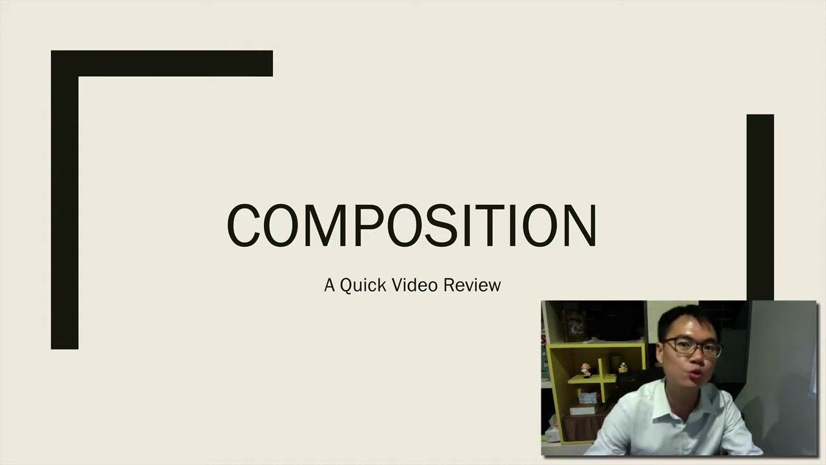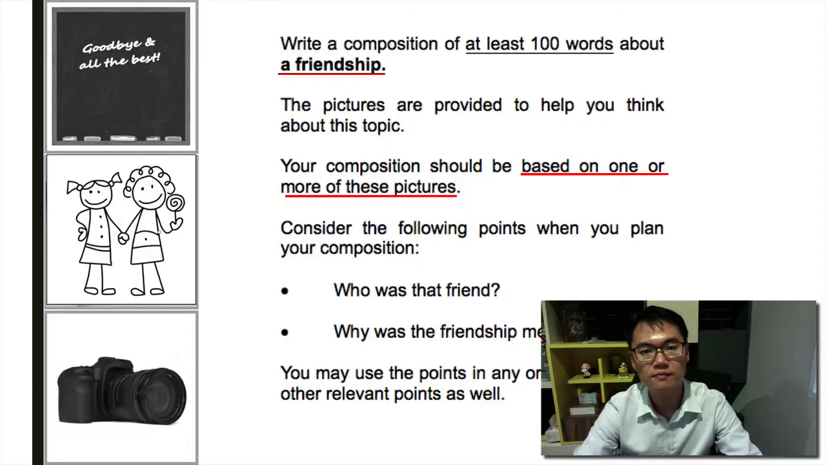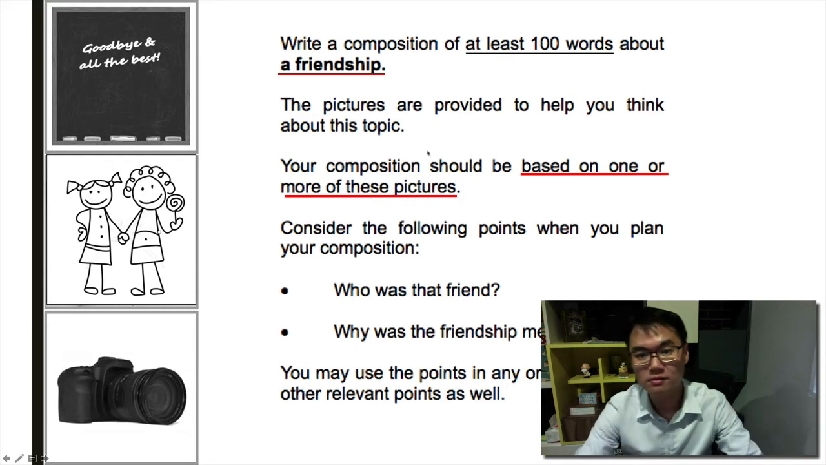Alright, without further ado, let's get into an example of a composition that Mr. Pang has written. Right, now when you look at a question such as this, there are two aspects you must always pay attention to. One is the picture. Right, there are three pictures in this case. How many pictures must you write about at least? That's right, one. You should be based on one or more of these pictures.